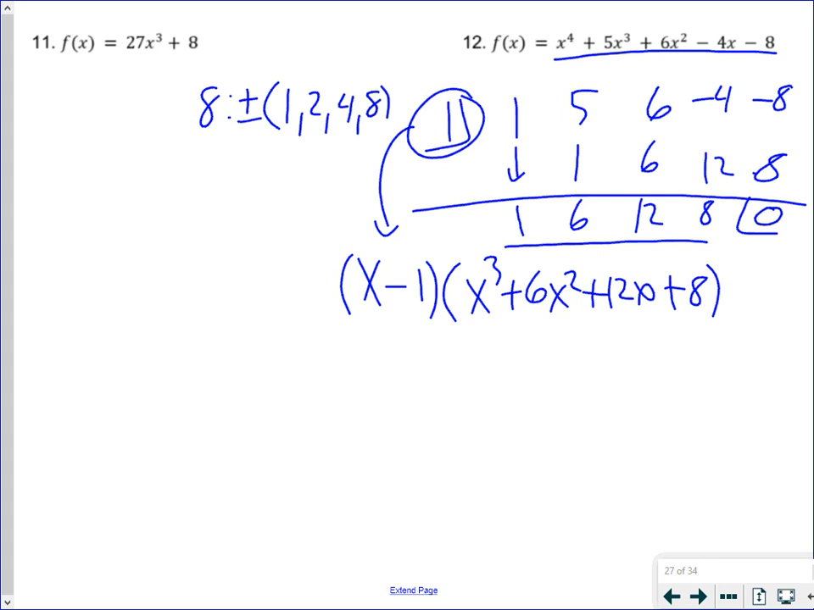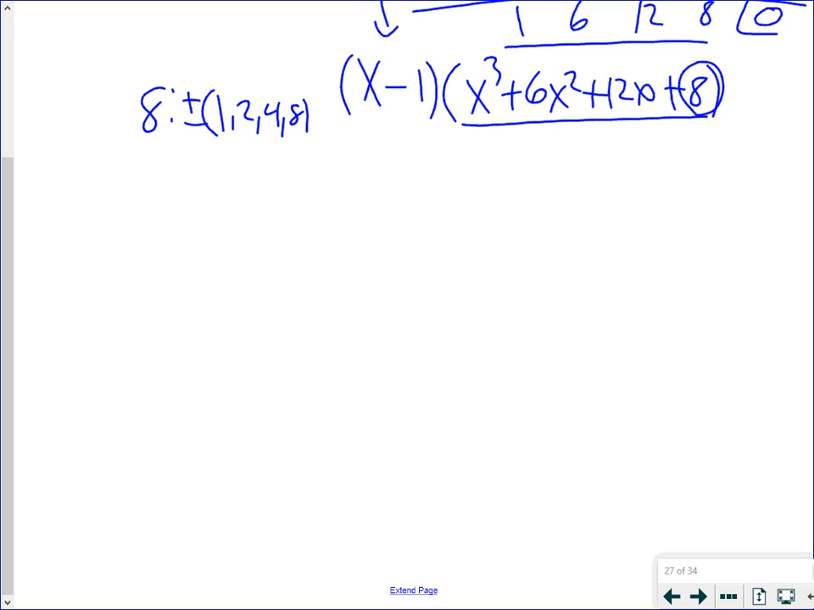So from here, it's the same thing. For this part right here, we can't really do factor by grouping. It's not going to work. So we have to do synthetic division again, and it's with factors of 8 again, since that's what we have as a constant. So our factors of 8 are plus or minus 1, 2, 4, and 8. We're going to do synthetic division again with our new polynomial inside the parentheses.